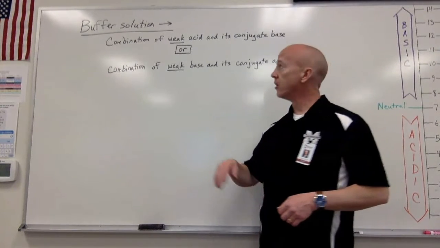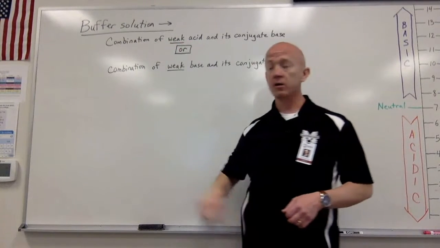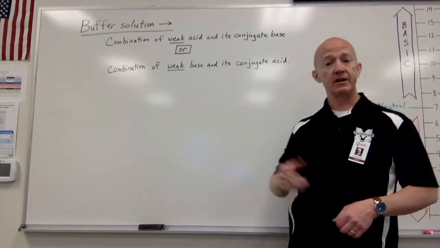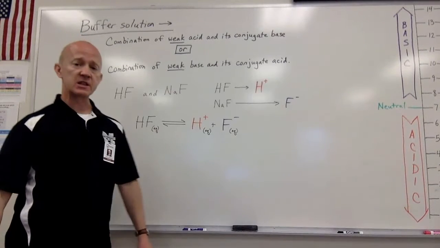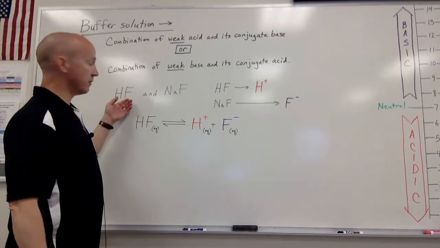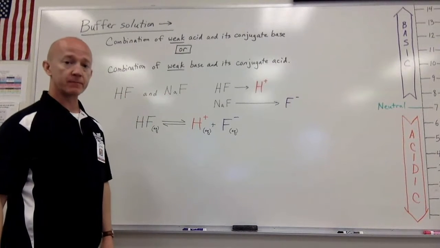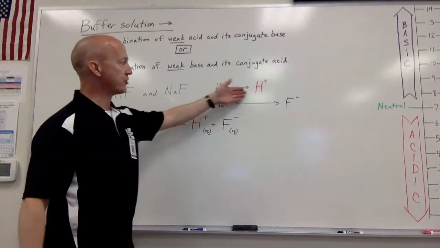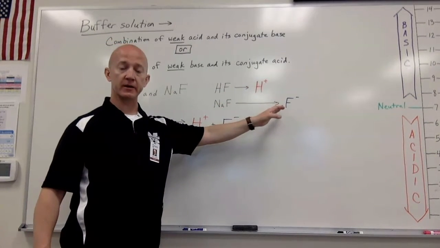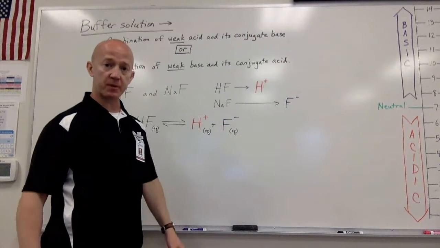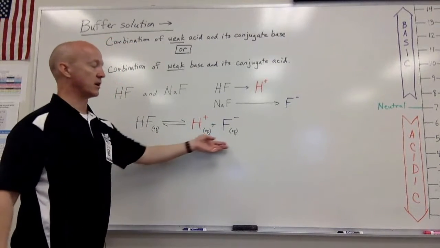Buffer solutions are when you have a combination of a weak acid and its conjugate base, or a combination of a weak base and its conjugate acid. So how does it work? Let's do an example. Let's say we're putting together a 0.1 molar solution of hydrofluoric acid and a 0.1 molar solution of sodium fluoride. The hydrofluoric acid will produce hydrogen ions for us, and the sodium fluoride will produce fluoride ions. Now, fluoride is the conjugate base of hydrofluoric acid. So we have this equilibrium system right here.